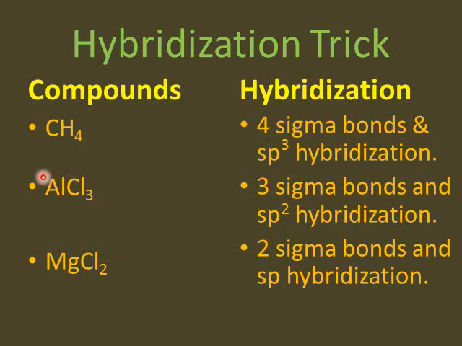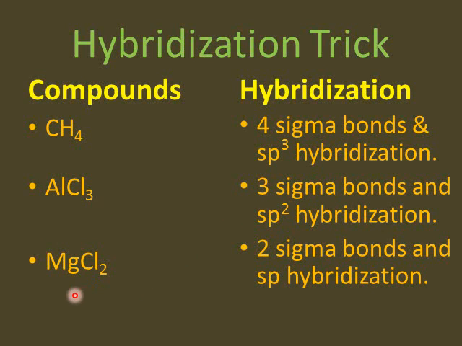So here aluminium is the central atom and we have to consider aluminium for hybridization. 3 electrons are present in the valence shell, and these 3 electrons are forming bonds with 3 chlorines. So how many sigma bonds are forming? 3 sigma bonds. If 3 sigma bonds are forming, it will be 1s and 2p, so it will be sp2 hybridization. Quite easy now.